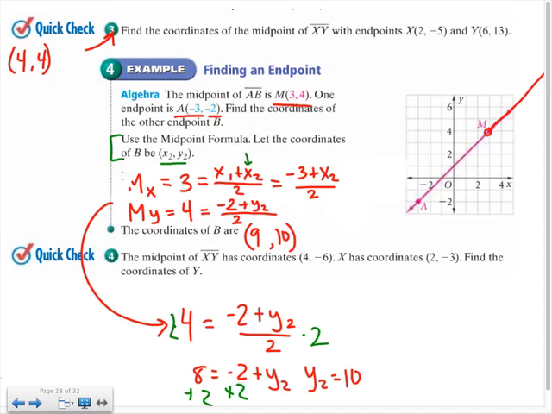Now I'll do a quick common sense check. Does (9, 10) make sense for the coordinates of B? Well, it's a little bit hard to gauge because I know that B is probably off the chart, but I do know that it should be farther to the right than the midpoint, and I know that it should be higher up than the midpoint, because M, after all, is the middle point between points A and B, wherever that is. So yes, (9, 10) does make sense.